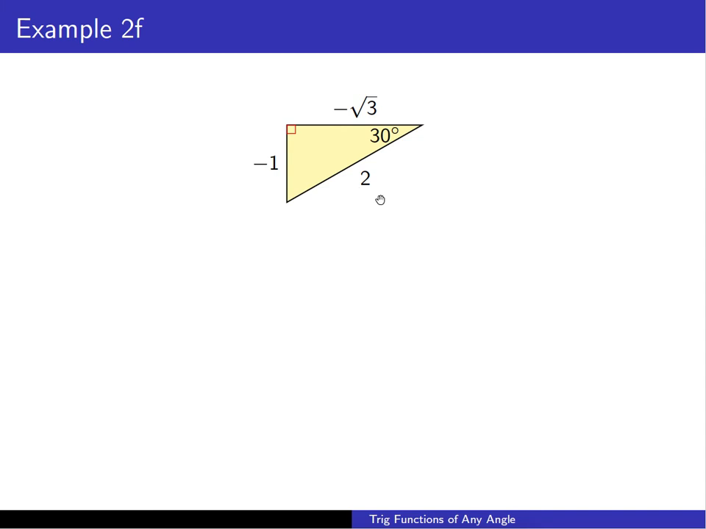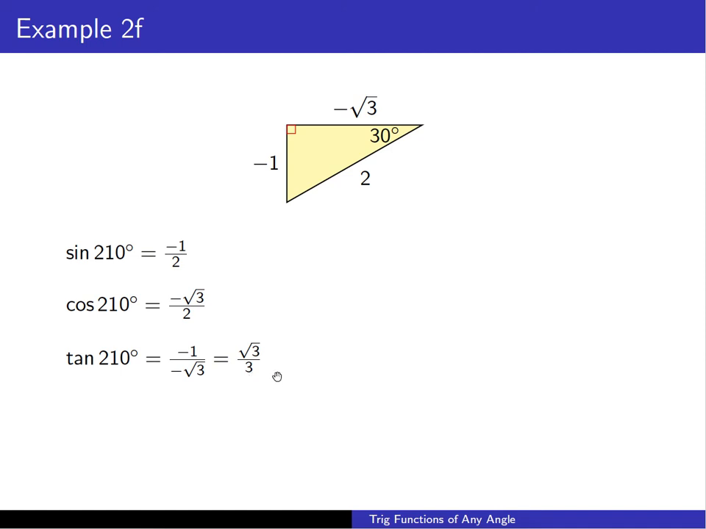So for 210 degrees, the sine of 210, y over r, negative 1/2. Cosine of 210 degrees, negative square root of 3 over 2. Tangent of 210 degrees, negative 1 over negative square root of 3. The two negatives make it positive, and then rationalizing 1 over the square root of 3, we get square root of 3 over 3. And finally, the reciprocals.